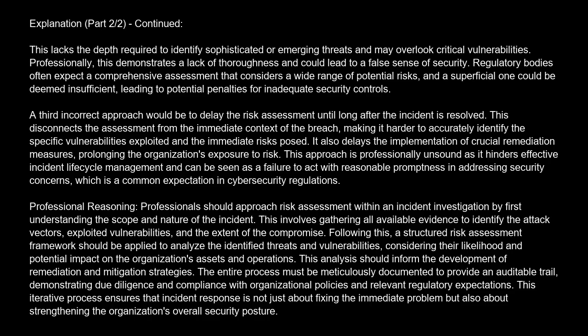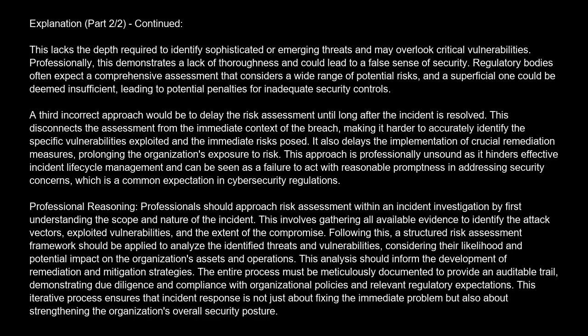It also delays the implementation of crucial remediation measures, prolonging the organization's exposure to risk. This approach is professionally unsound, as it hinders effective incident lifecycle management and can be seen as a failure to act with reasonable promptness in addressing security concerns, which is a common expectation in cybersecurity regulations.